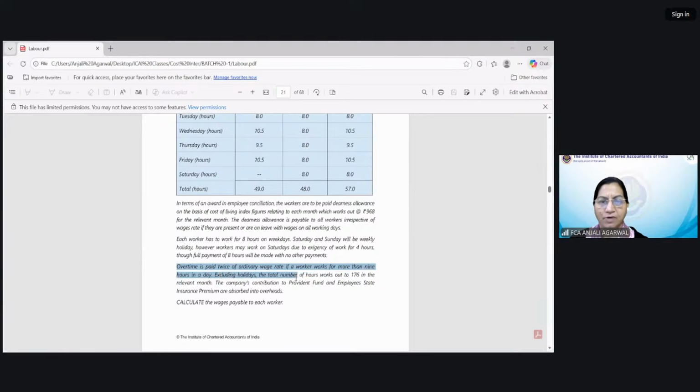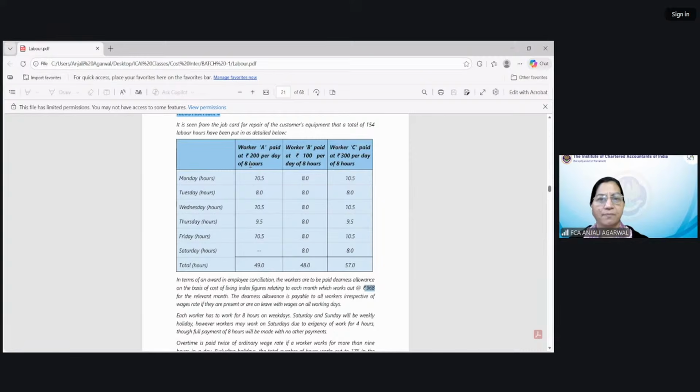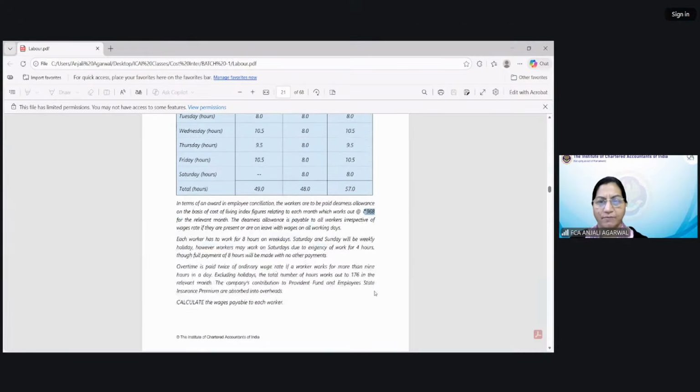Excluding holidays, the total number of hours works out to be 176 in the relevant month. So 968 is the DA to be paid for a month of 176 hours. So 968 divided by 176 will give you that rate of DA per hour. This will be the same irrespective of whether you are doing overtime or whether you are not working. This is paid at the rate of 5.5 per hour. So for worker the rate is 25 plus 5.5, 12.5 plus 5.5, and 37.5 plus 5.5. So this information is relevant for the DA 968.